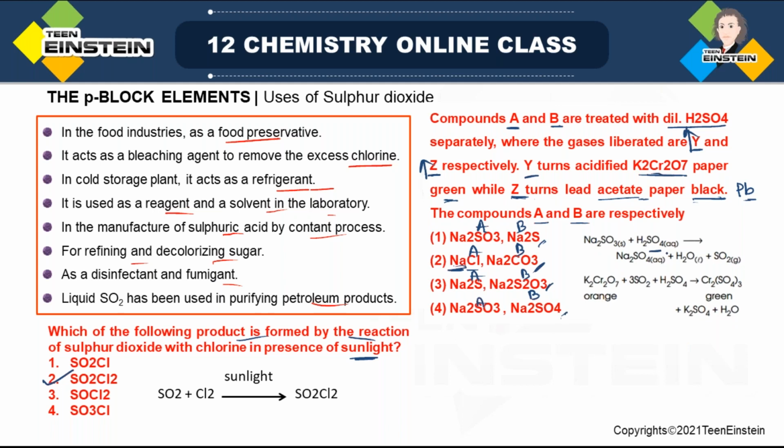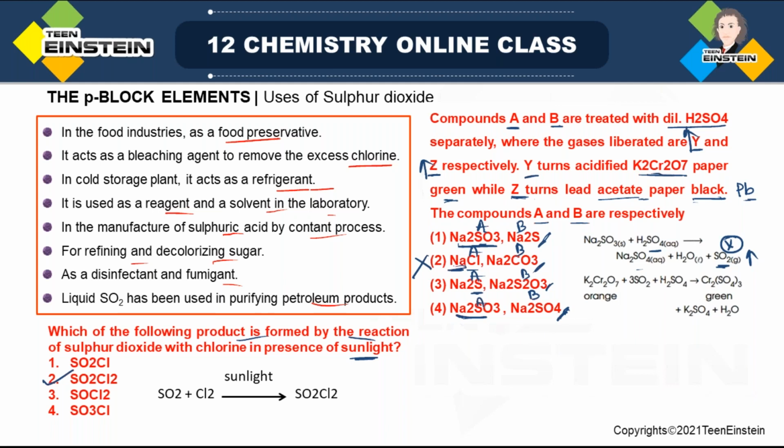Na2CO3 in presence of H2SO4 produces sulfur dioxide. So this is actually Y. And these are the other products. But this type of reaction is not possible with Na2S. And NaCl, obviously it is not correct. You can easily cancel it out. So Na2S will be the correct A compound. Now Na2S is present both in option 1 and in option 4. That means B will be either sodium sulfite or sodium sulfate.